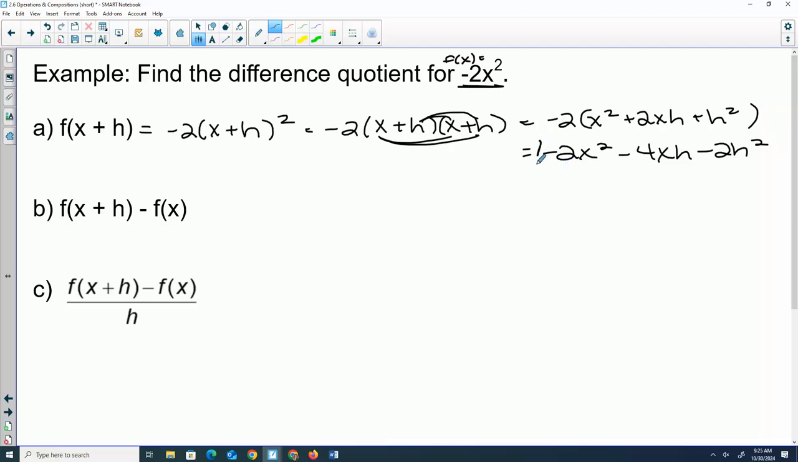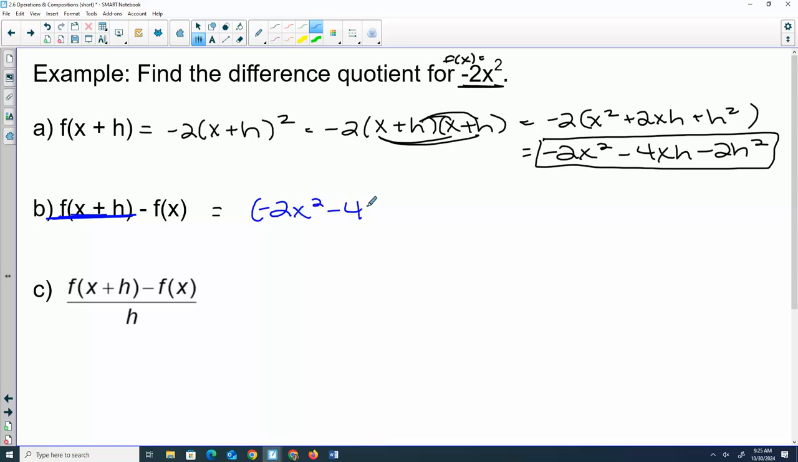All right. Before I go to part B, are there any questions on part A? Part B says f of x plus h minus f of x, but what is f of x plus h? That's what we just calculated. Minus, what is f of x? Just that original.